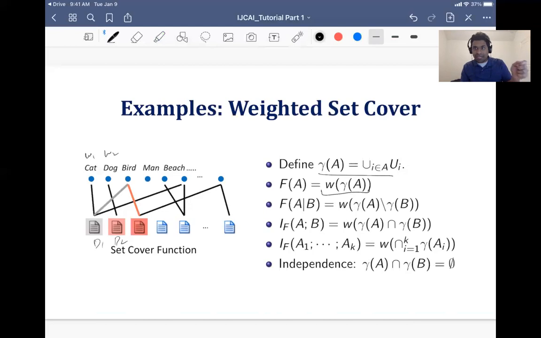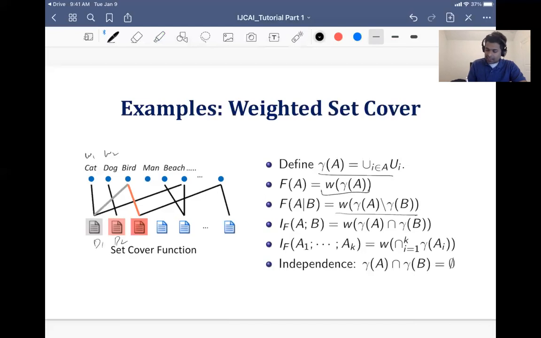Well, you can assign a weight to each word, and the weight can be essentially how unique the word is. For example, something like TF-IDF. Imagine you have words like is, at, that. These words appear very frequently. You don't want to really consider those as much in summarization. So you can assign these weights when you're doing summarization. Similarly, you can define f of A given B as w of gamma A minus gamma B.